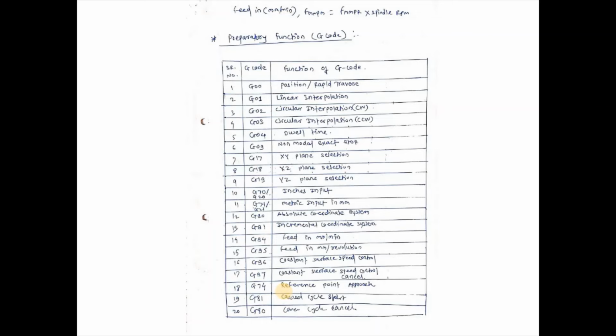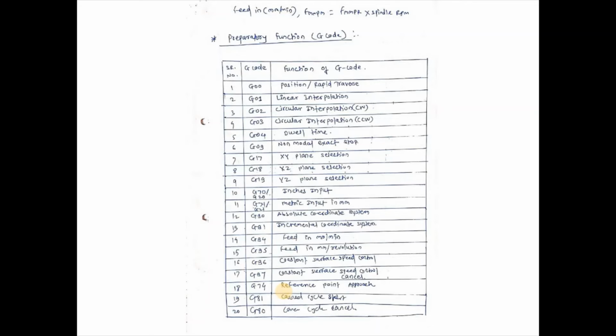Next, G17, G18 and G19. There are 3 G codes for 3 different planes. If you want to select any plane, suppose you want to select the XY plane, you have to write G17. For XZ plane G18 and YZ plane G19. Okay, so G17 to G19 we are going to use for plane selection only.